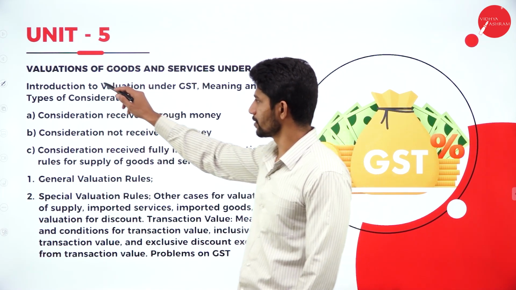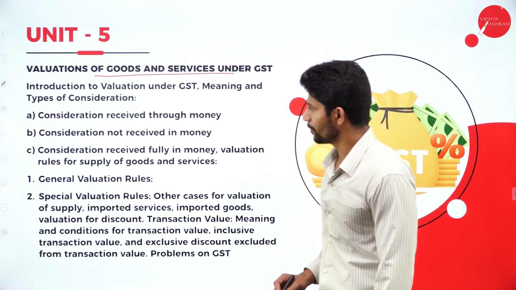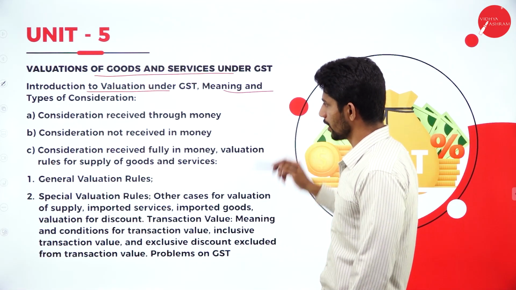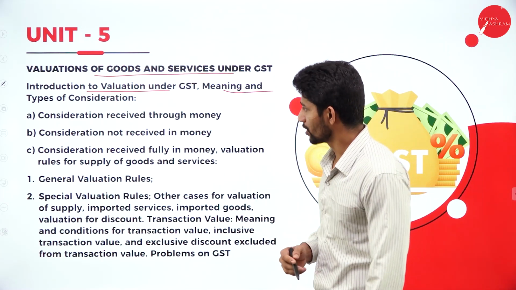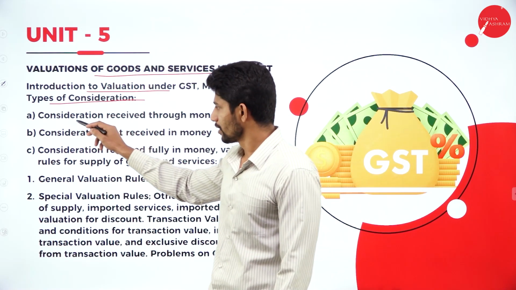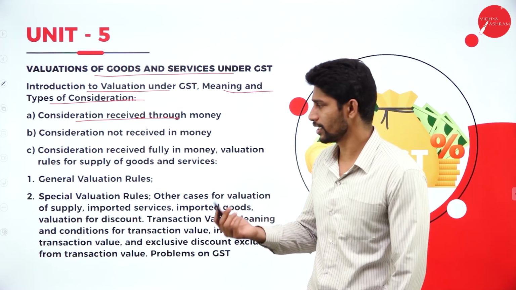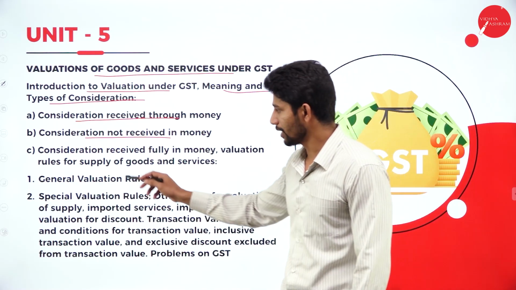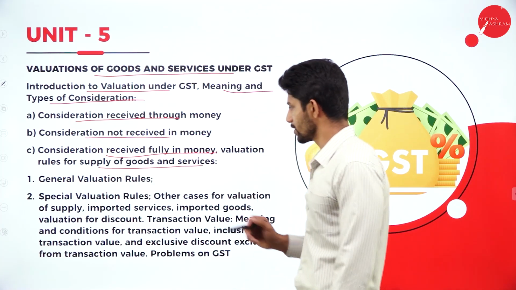Unit number 5 deals with valuation of goods and services under GST. So in this, you'll be studying about introduction to valuation under GST and meaning and types of consideration. So what is consideration, what is the meaning of consideration and what are the types of consideration we have? About this we will be studying. And also consideration received through money. If the consideration is received through money, how to treat it? And if consideration is not received in money, again how to treat that? And consideration received fully in money, valuation rules for supply of goods and services.